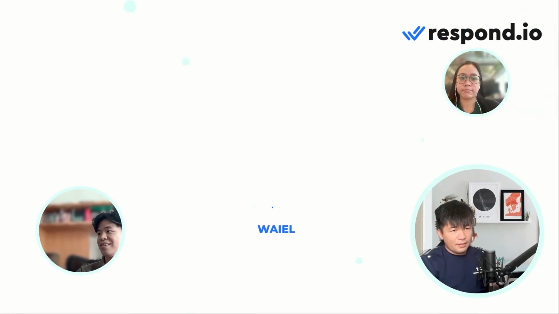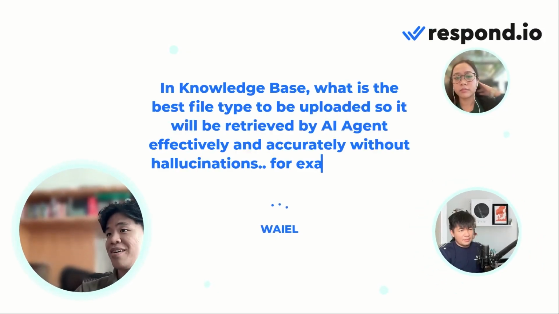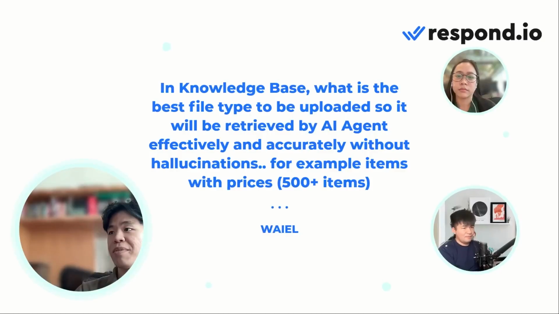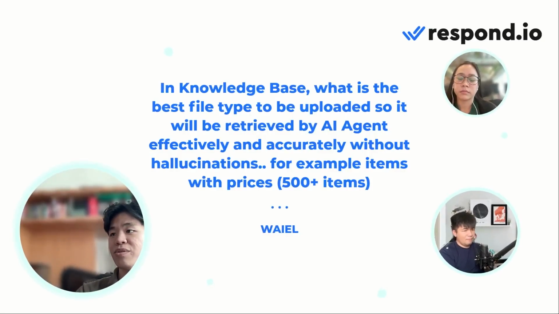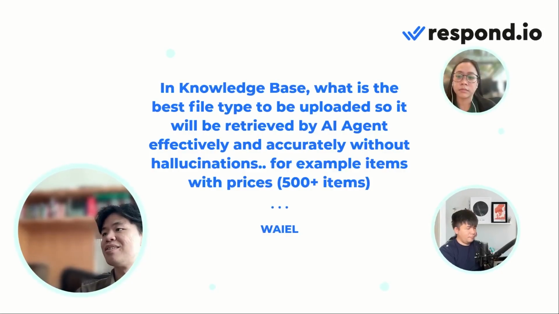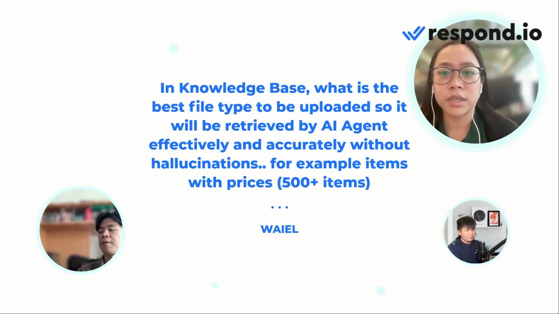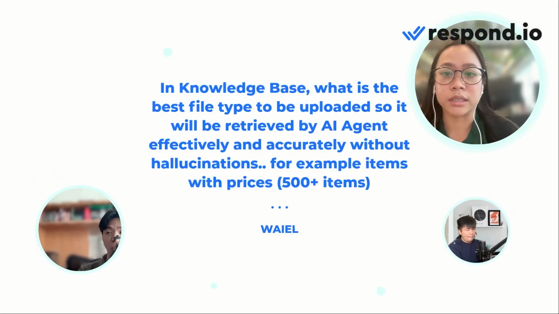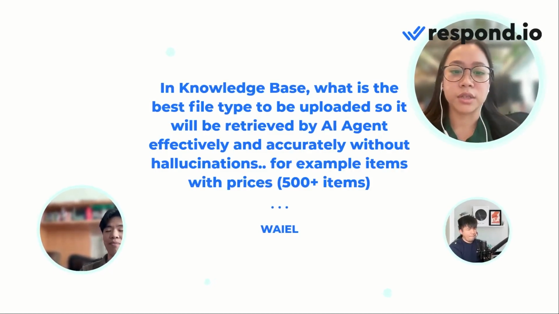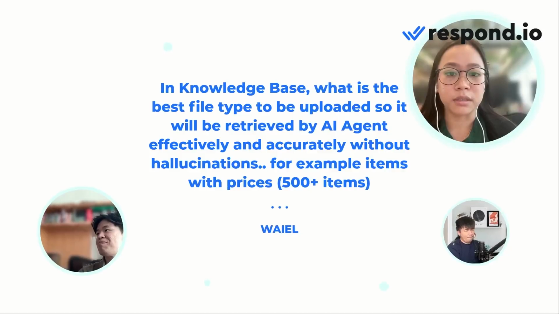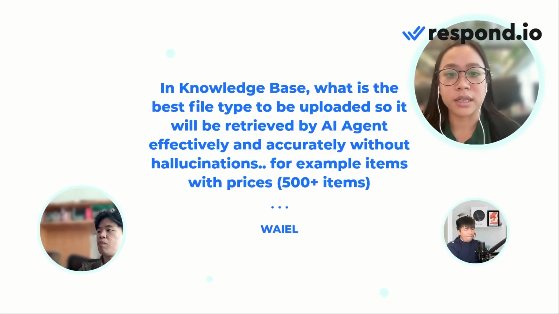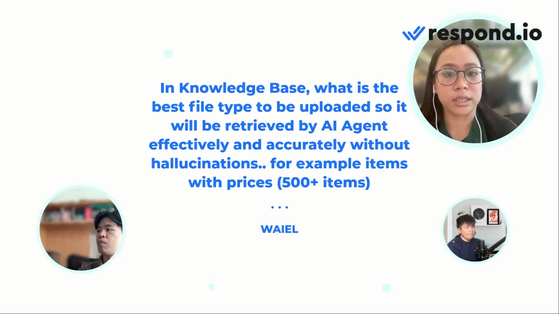Next question from Weil. In the knowledge base, what is the best file type to be available so it will be retrieved by the AI agent effectively and accurately without hallucinations? For example, items with prices, 500 plus items. Hi, Weil. Generally, for items with prices like 500 plus, we recommend using a CSV format. So at least you can use the columns for the name of the item, the prices, and so on. I would recommend that to be the file type that you upload into your knowledge sources.